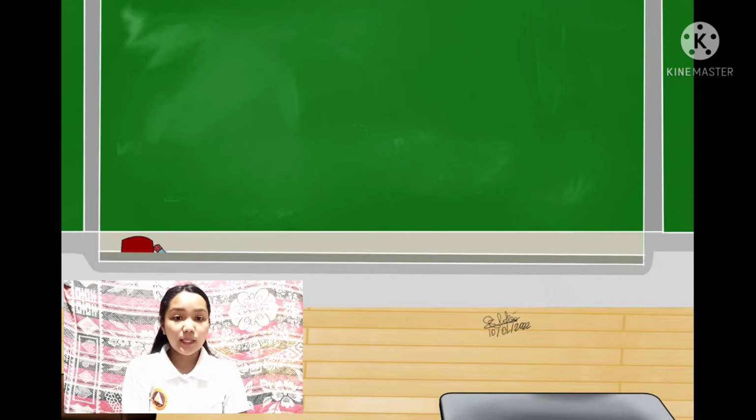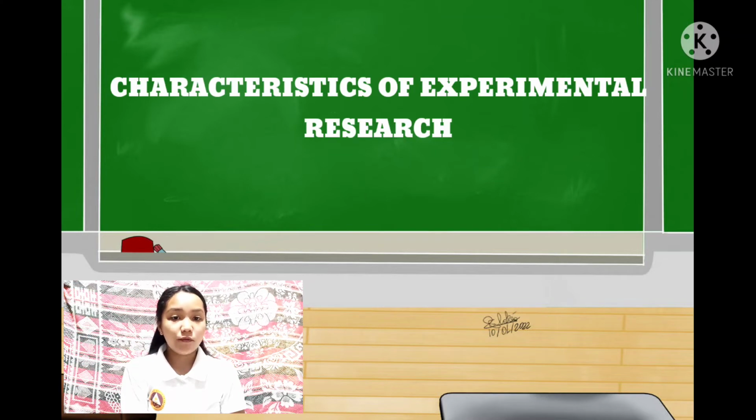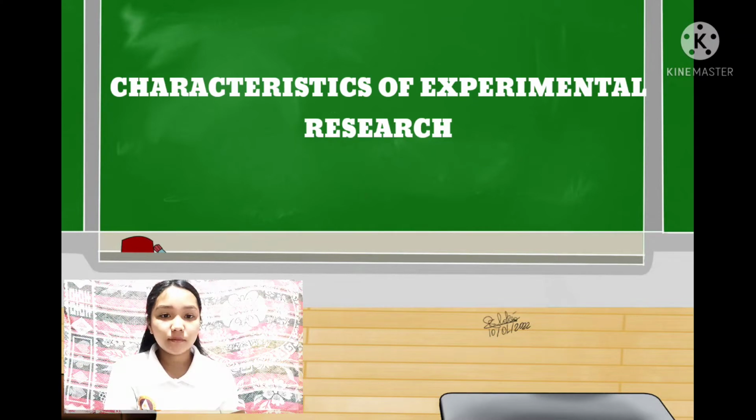In addition, class, experimental research is the most familiar type of research design for individuals in the physical science and a host of other fields. This is mainly because experimental research is a classical scientific experiment, similar to those performed in high school science classes. Now, let's proceed to the characteristics of experimental research.